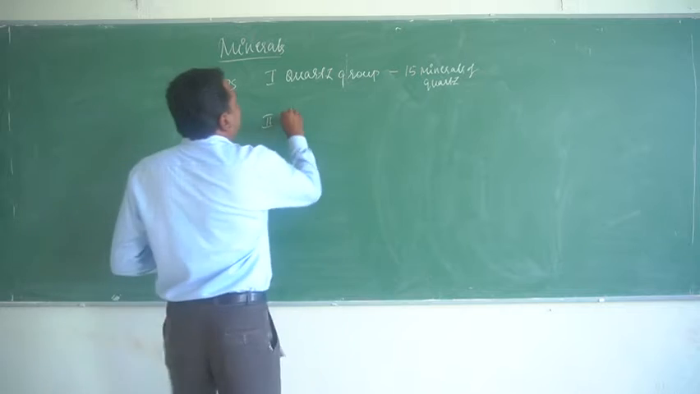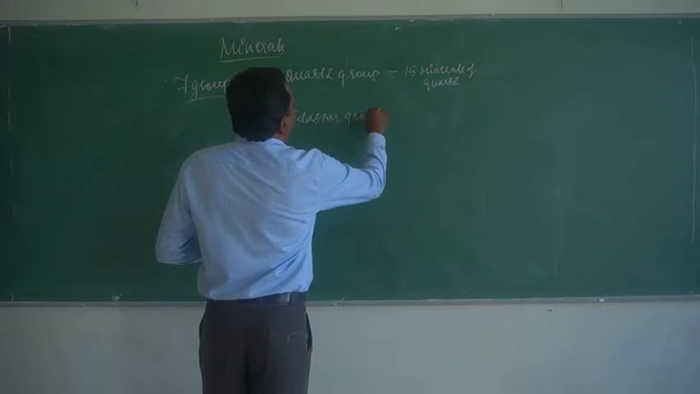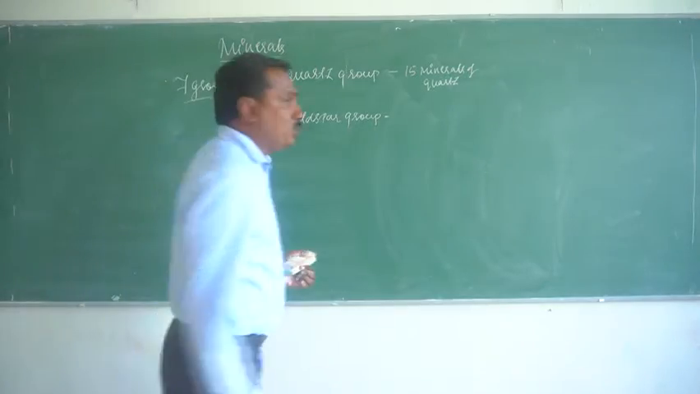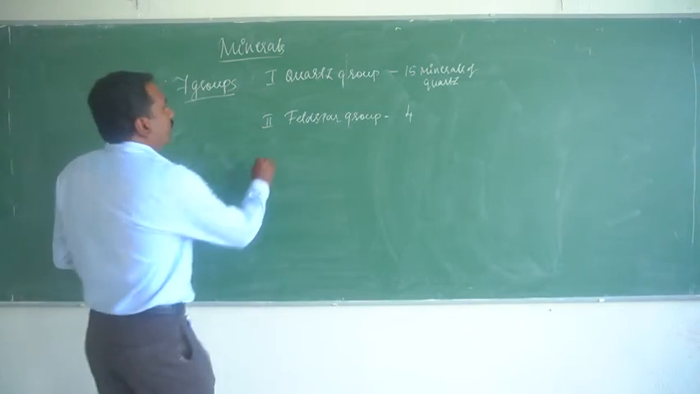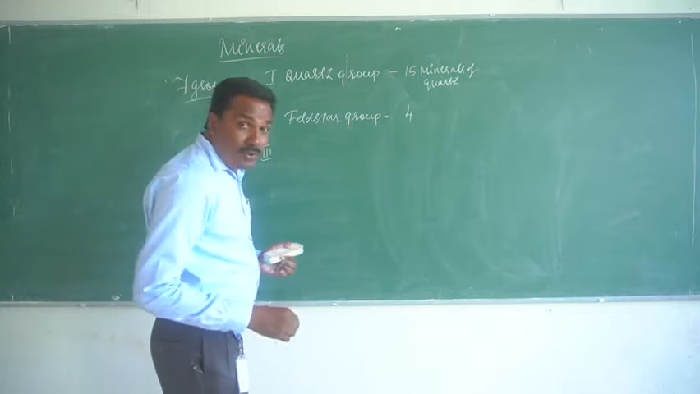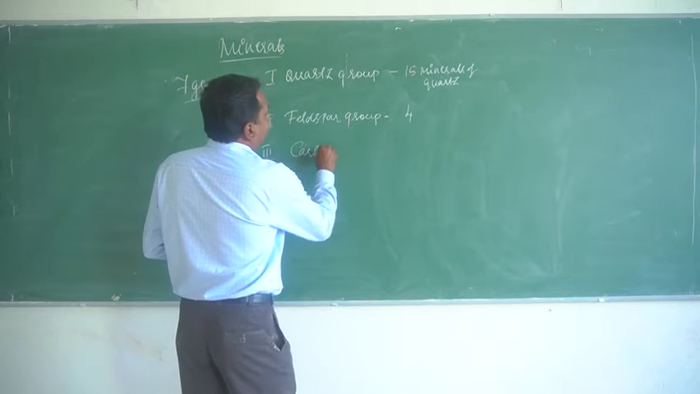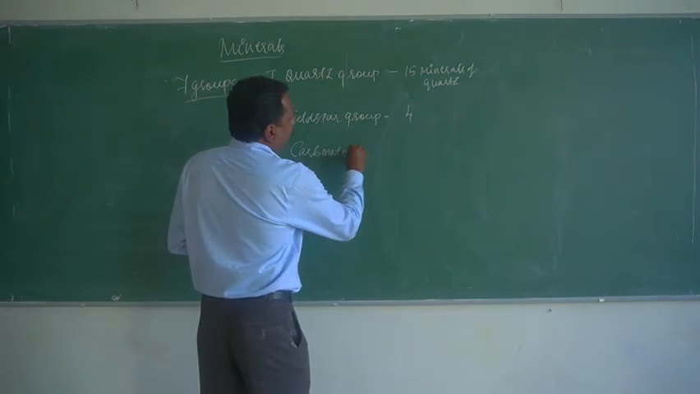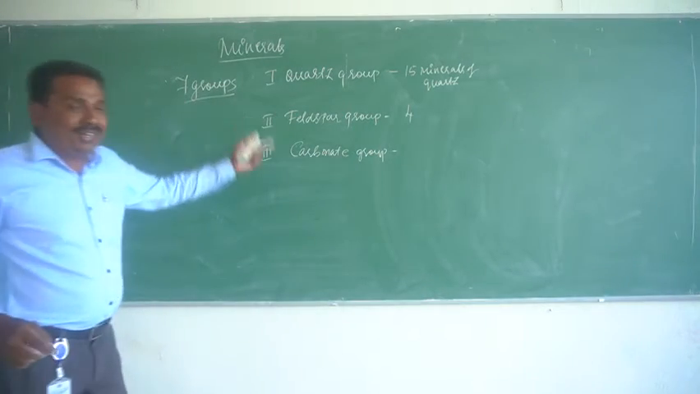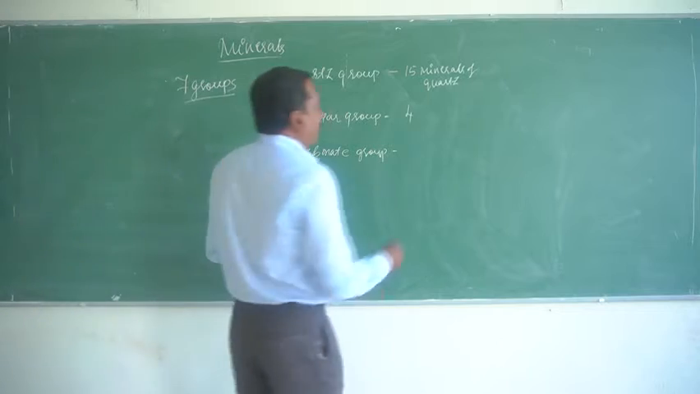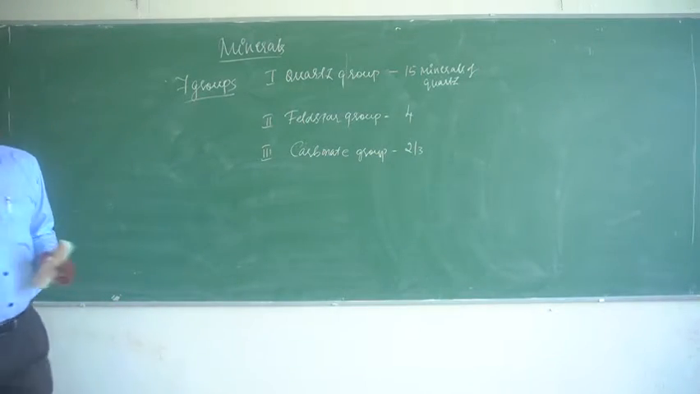Second group is the feldspar group. In the feldspar group, again we have to learn around 4 minerals. And next one is the carbonate group. See, I am shuffling here. I am not writing in order, but the thing is, I am completing the group. In the carbonate group, we have to study 2 or 3 minerals.